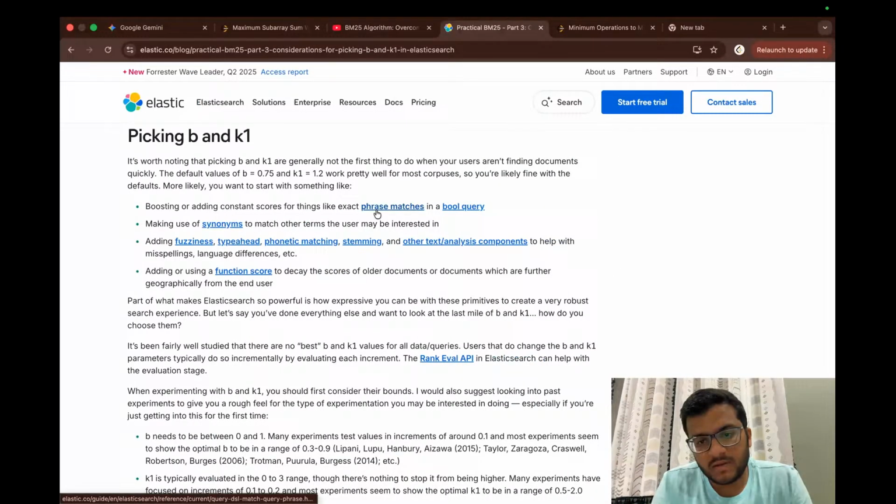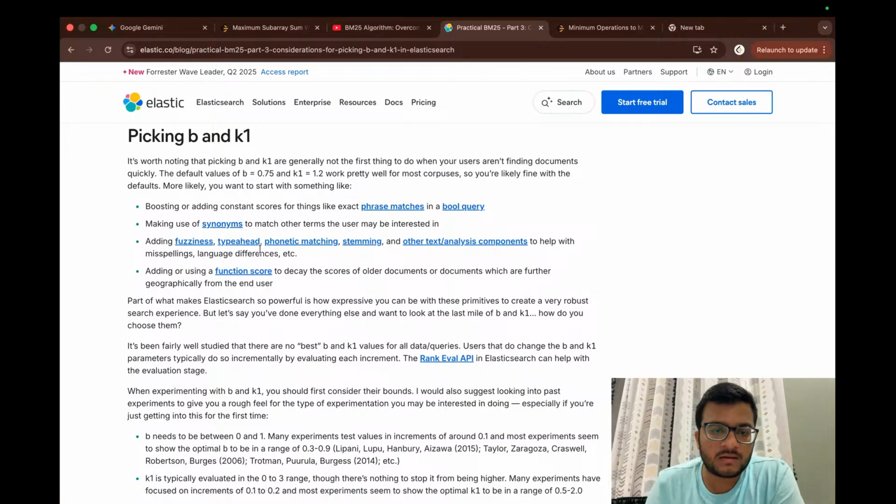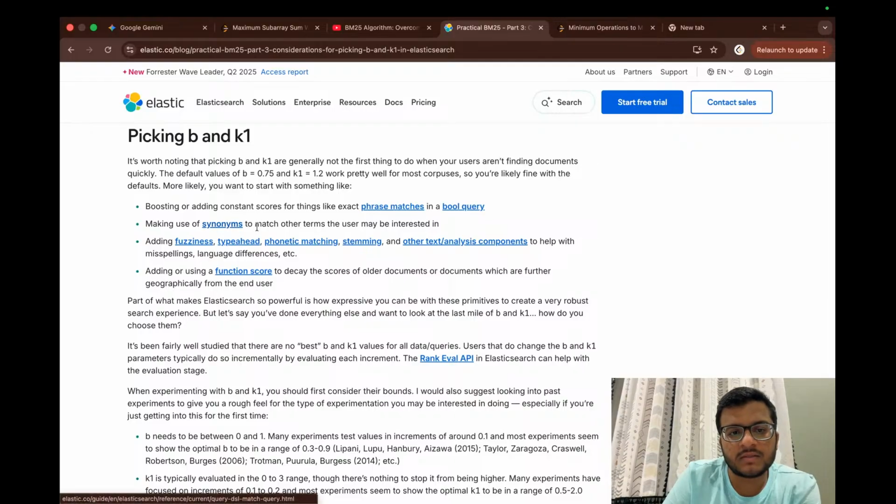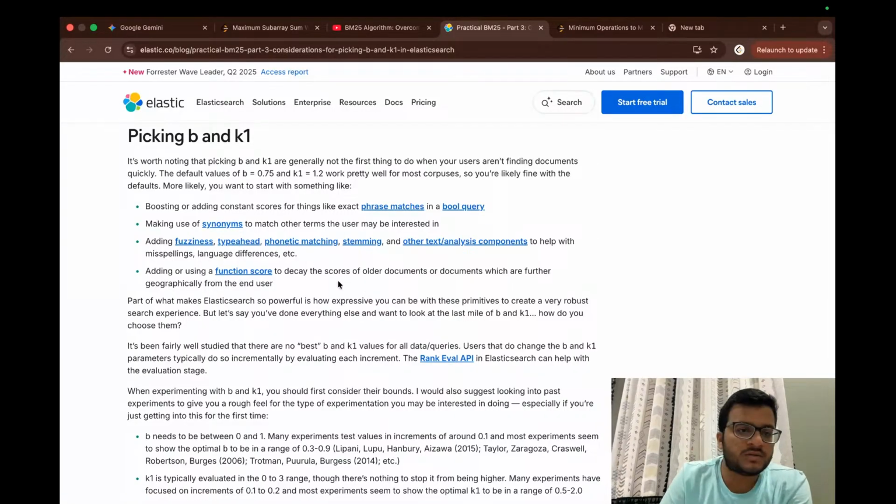That's what they mean here by phrase matches. And making use of synonyms: if you are searching for a word with its synonym, but since your query word is a synonym of the word present in the text, you want that document to be picked up. In that case, you should have synonym matching. Otherwise it's not possible to search.